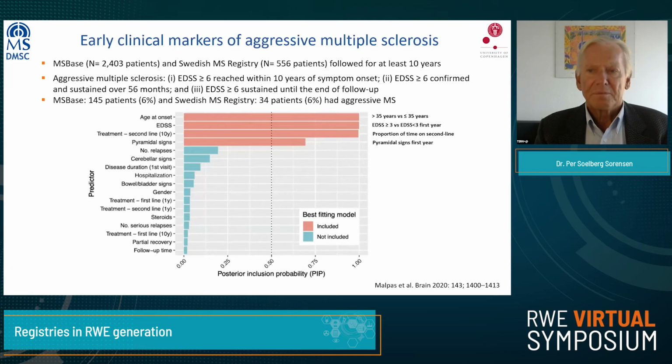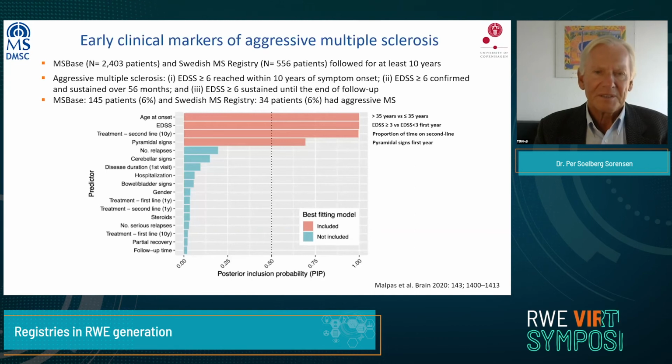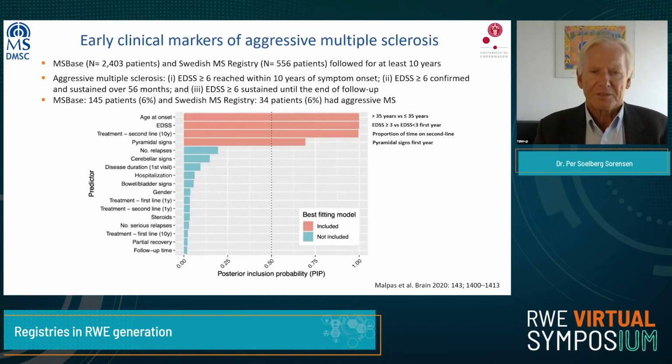35 years compared to patients below 35 years. Also, the EDSS 3 or more within the first year, or the proportion of time on a second-line treatment in the first 10 years, together with pyramidal signs were strong predictors.